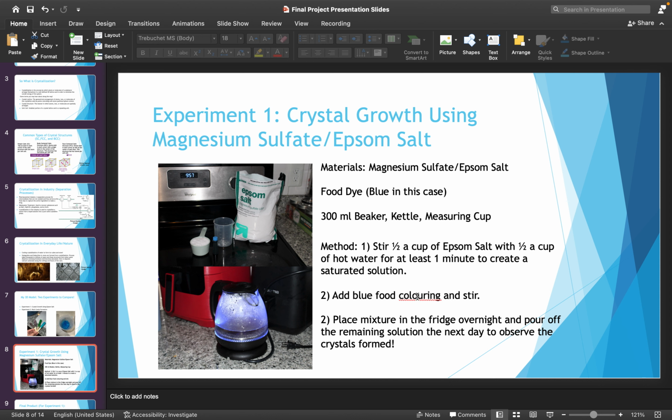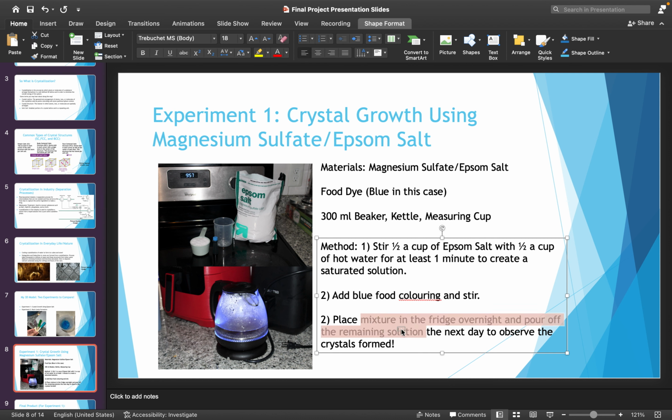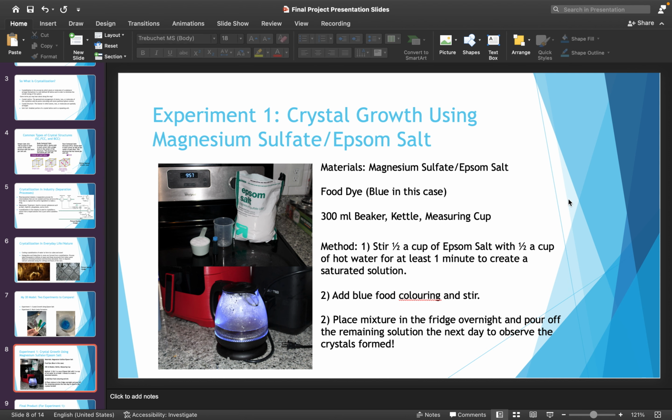My method for this is that I stirred half a cup of Epsom salt with half a cup of hot water for at least a minute to create a supersaturated solution. I added blue dye coloring and then stirred it to make sure it was in the solution properly. And then lastly, I placed the mixture in the fridge overnight and poured off the remaining solution the next day to observe the crystals form.